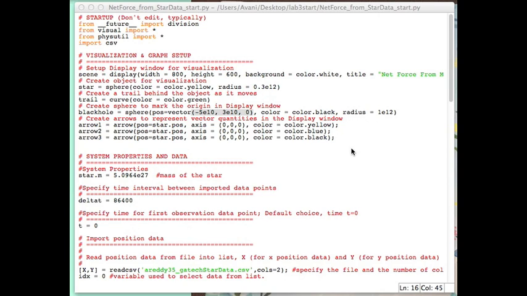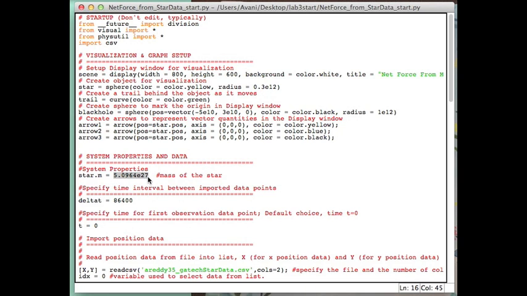The initial conditions were coded into the Python code. This includes the star's mass, the time step, and the black hole's position. These numbers respectively were 5.0964 times 10 to the 27th kilograms, 86,400 seconds, and negative 5 times 10 to the 10th, 3 times 10 to the 10th, and 0 for the vector for the black hole.